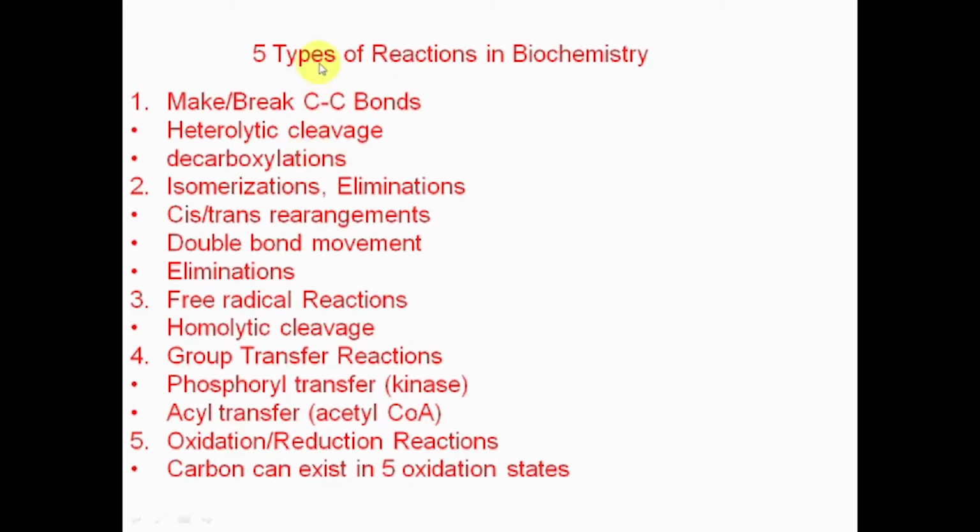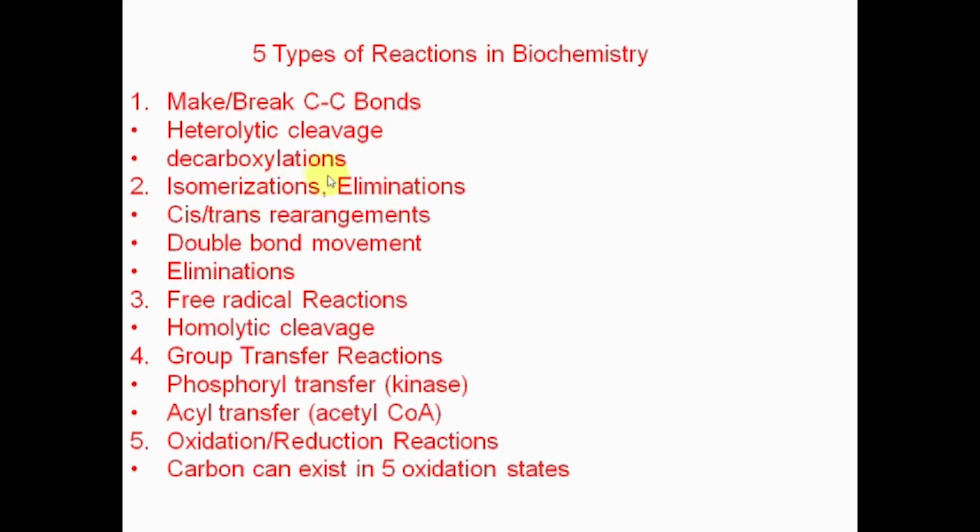Okay, these are 5 types of reactions in biochemistry. Number 1, you can make or break carbon-carbon bonds. You show that with a heterolytic arrow. And so this is a heterolytic cleavage, a double-sided arrow. Most important type you'll see are going to be decarboxylations. The second type is isomerizations, eliminations. And so that's going to be just a movement of atoms within one molecule.